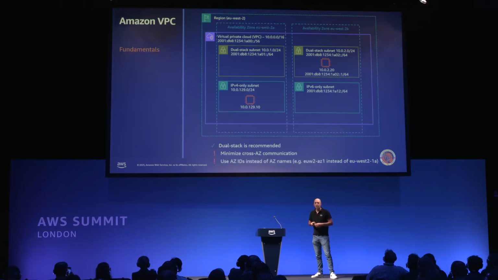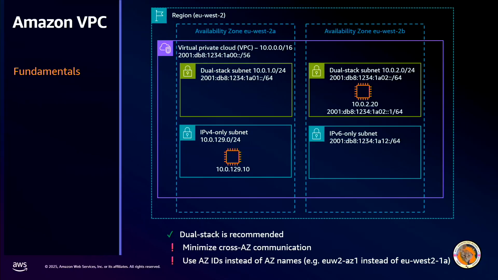And finally, if you use multiple AWS accounts, you have to know that the AZ name, like EU West 2A, can be mapped to different physical AZs in different AWS accounts. So if you want to have more consistency, what you have to do is to use the AZ ID instead, and the AZ ID will always map to the same physical AZ consistently across many AWS accounts.